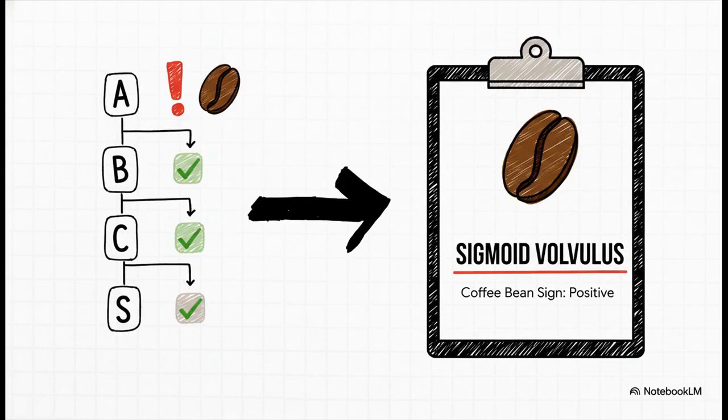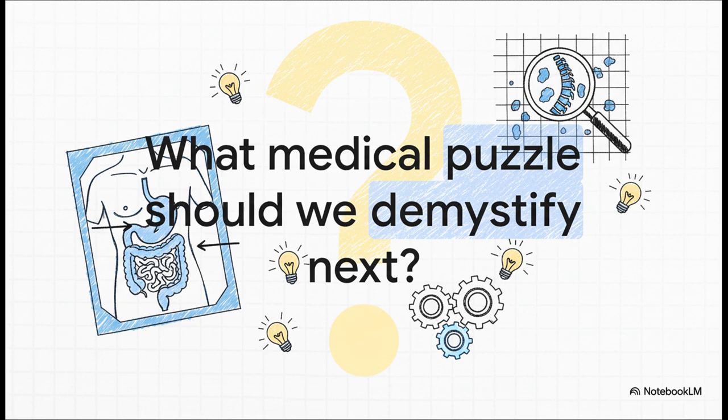So when we put all the pieces together, our ABCS system points to one and only one conclusion. The diagnosis is a sigmoid volvulus. That classic, impossible-to-miss coffee bean sign tells us this is a surgical emergency. See? Our system worked perfectly. And there you have it. What started out as a confusing, chaotic image is now a clear, confident, and life-saving diagnosis.